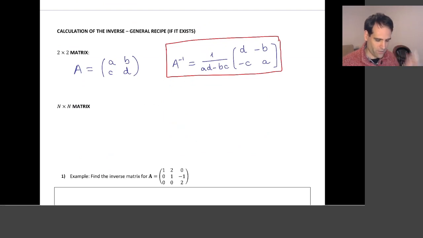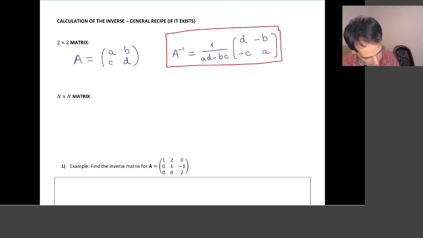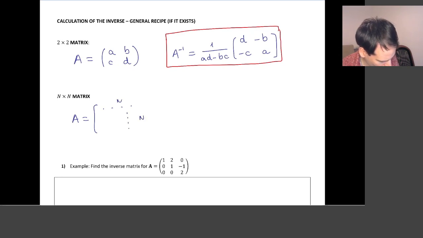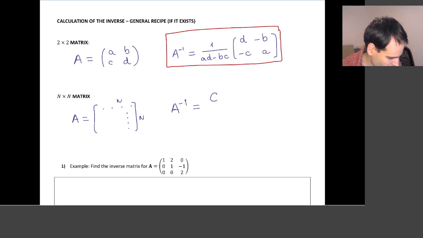What about in general for an n by n matrix? So let's say it has n rows and n columns. So it's an n by n matrix. The inverse of A is given by the matrix of the cofactors transposed divided by the determinant of A.